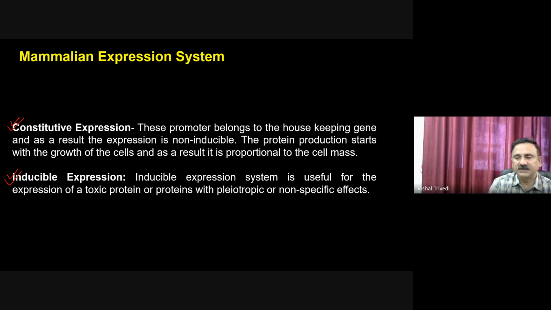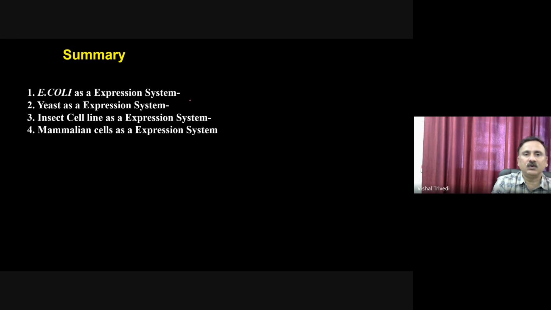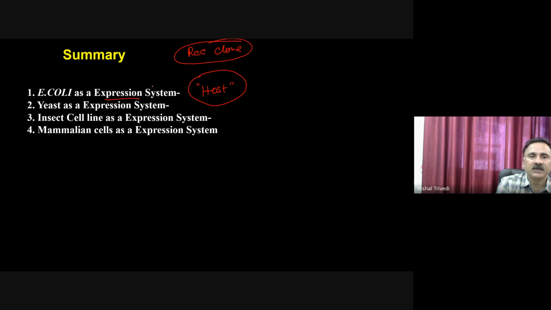So what we have discussed so far are the different types of host systems, right? We have discussed E. coli as an expression system. So we discussed the hosts available for protein production once you have generated a recombinant clone. Once you have generated a recombinant clone, you can use E. coli as the expression system, you can use yeast, you can use an insect cell line, you can use the mammalian expression system, and number five, you can also use the plant as the expression system.